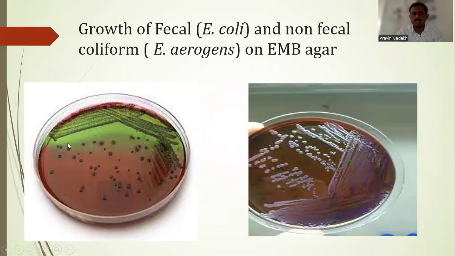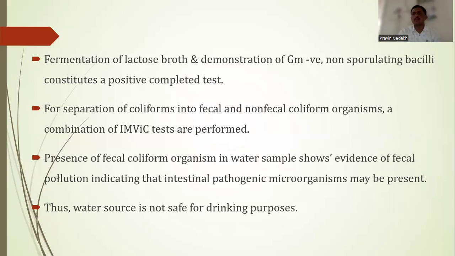Here in this diagram, we can see the EMB agar plate, and these are the dark center, small colonies with a metallic sheen, which are the characteristic pattern of fecal coliforms. And here we can see pinkish or colorless colonies of non-fecal coliforms on the EMB agar plate. So on that characteristic pattern, we can differentiate whether our water sample is contaminated with fecal matter or not. Here, the fermentation of lactose broth and demonstration of gram-negative non-sporulating bacilli constitute a positive completed test. These are the characteristic patterns.